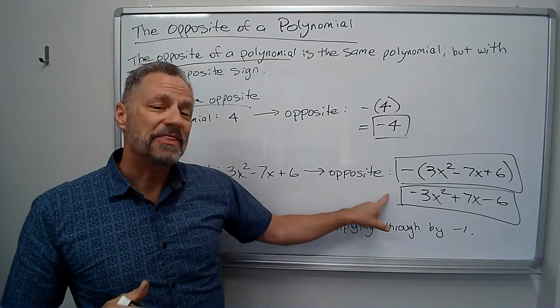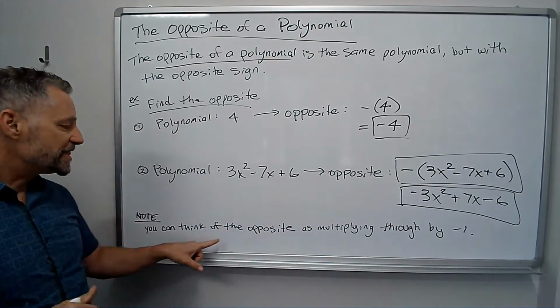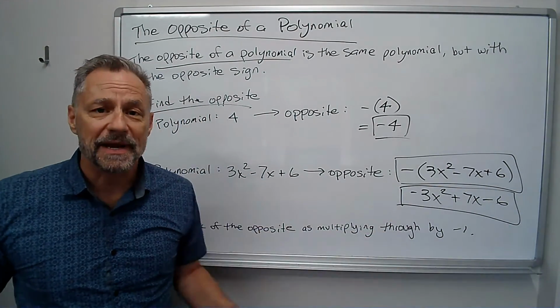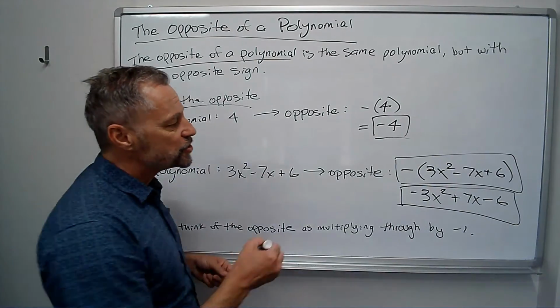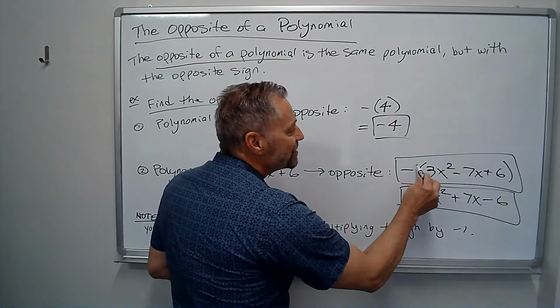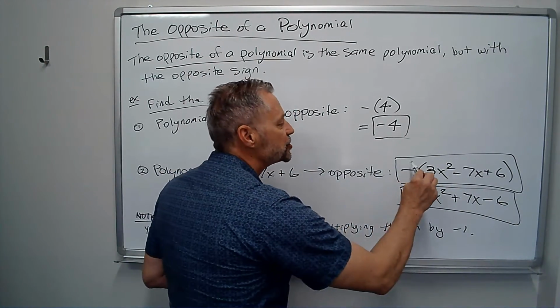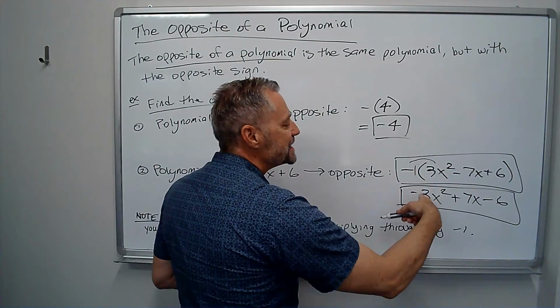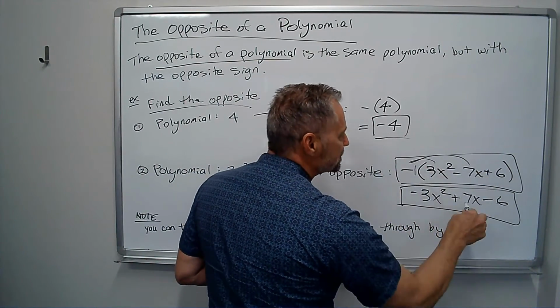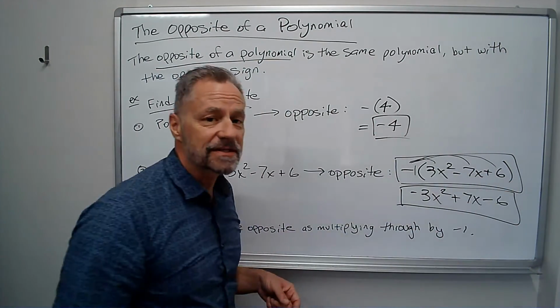And notice one thing my students like to do, you can think of the opposite as multiplying through by -1. So if you want to, you can see this negative here as a -1 and then just distribute it through. Oh, that gives me -3x squared. That gives me +7x. That gives me -6.